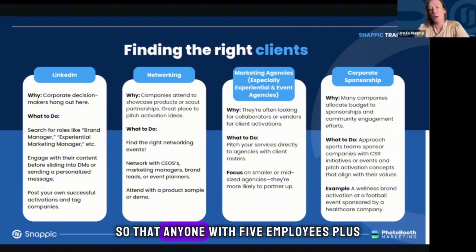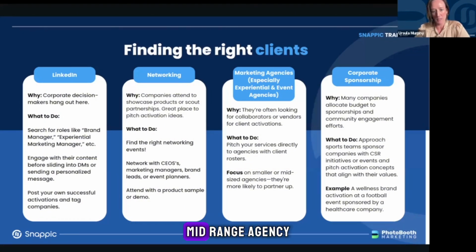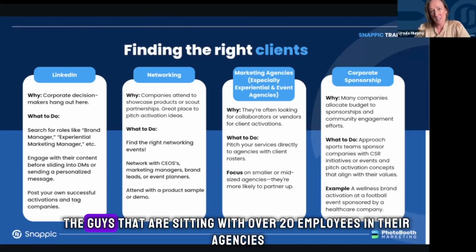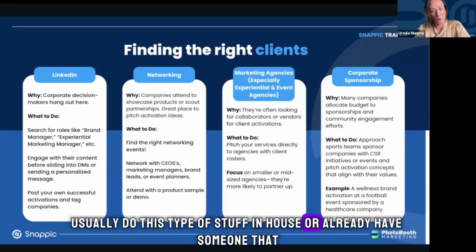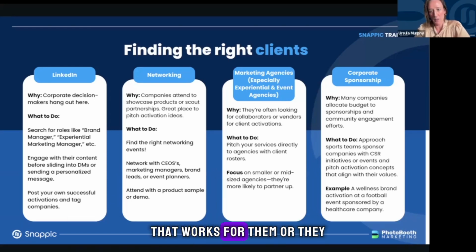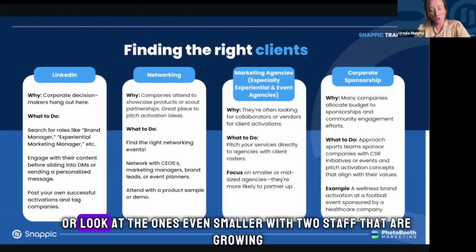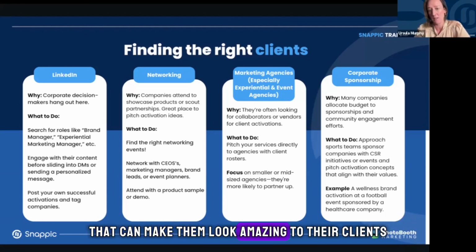And then, when you're starting out, focus on the smaller or mid-size agencies. So that's anyone with 5 to 20 employees would be what I would call a smaller mid-range agency. They're much more likely to partner up with you. The guys that are sitting with over 20 employees in their agencies, and there's only a few of them, usually do this type of stuff in-house or already have someone that works for them, or they work alongside. So look at those smaller agencies. Look at the ones with 5, 10 staff or look at the ones even smaller with 2 staff that are growing, that need partners like us, that have the expertise that can make them look amazing to their clients.